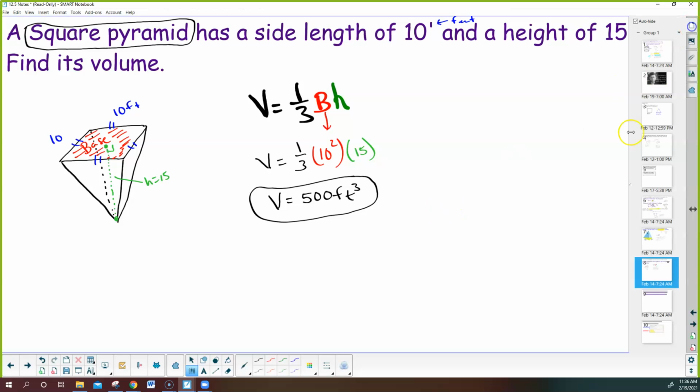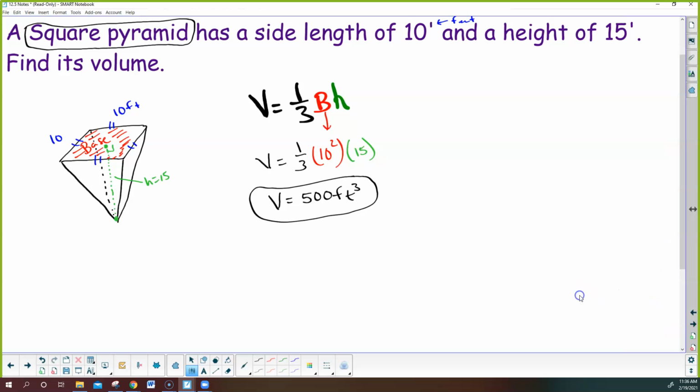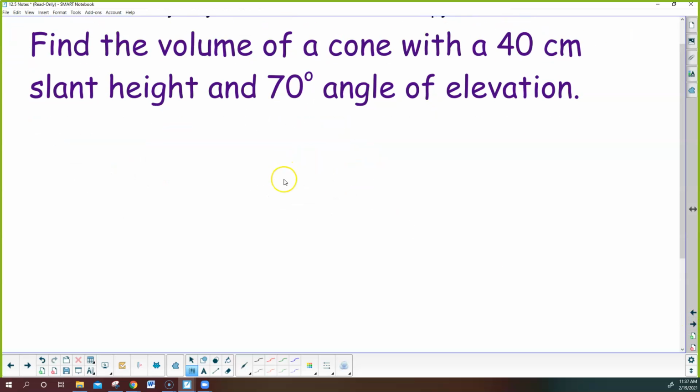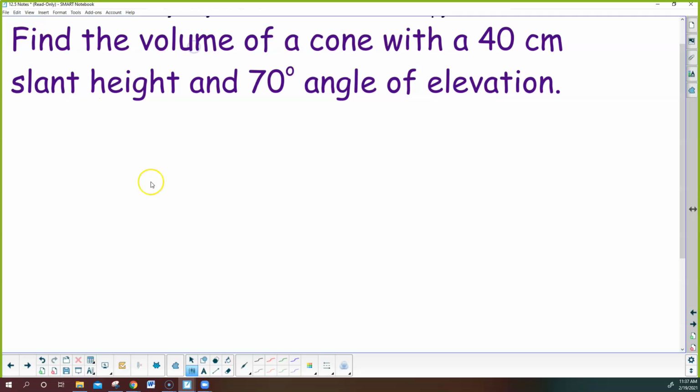All right, we've got one last problem, and this one we're going to do together just because I don't want you to get too caught up in it. But it's a great problem to review some prior knowledge. So it's up to you if you want to actually write this. We're going to draw a picture based off of this information. So our goal is to find the volume of a cone with a 40 centimeter slant height and a 70-degree angle of elevation. Ooh, we haven't talked about that word in a long time, angle of elevation.